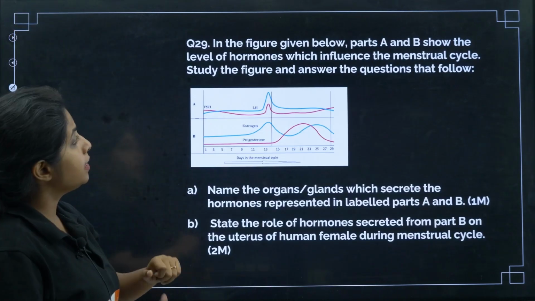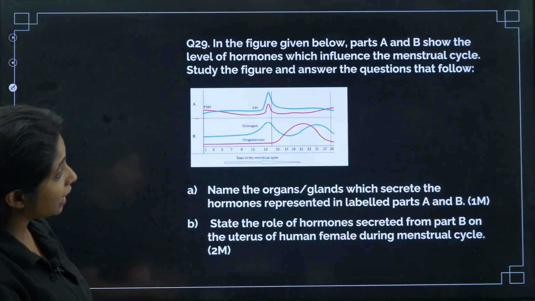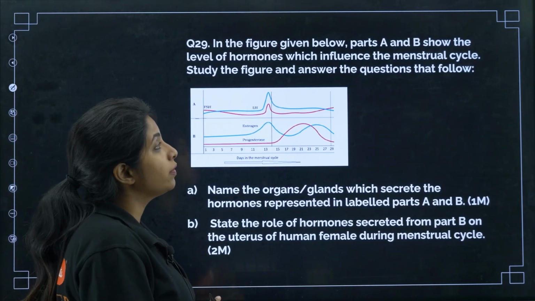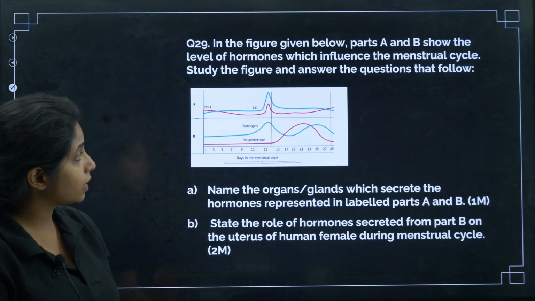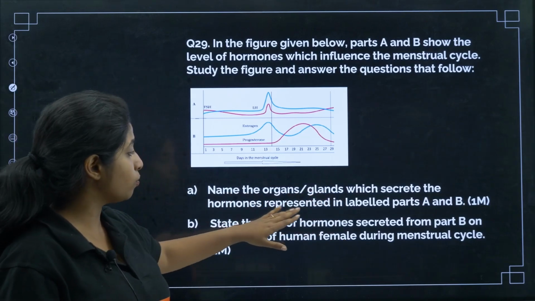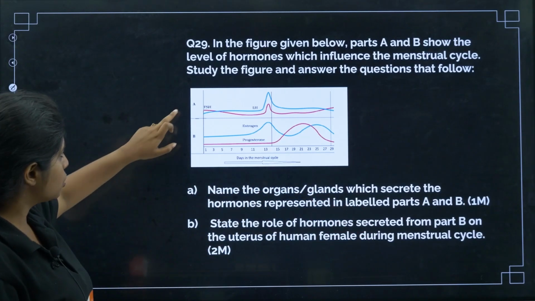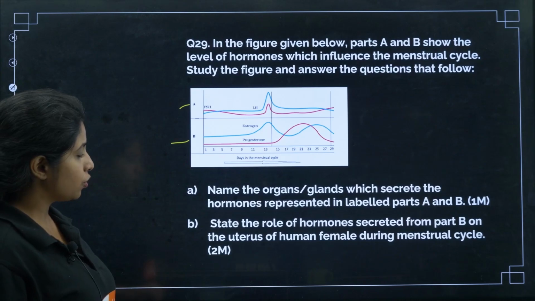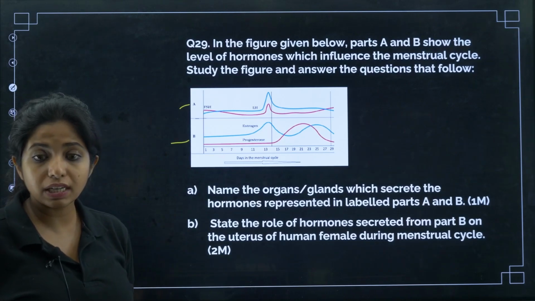Going ahead. In the figure given below, parts A and B show the level of hormones which influence the menstrual cycle. Study the figure and answer the questions that follow. Name the organs and glands which secrete the hormones represented in label part A and B. So A and B is there. So you have to name the organs and the glands which secrete the hormones.